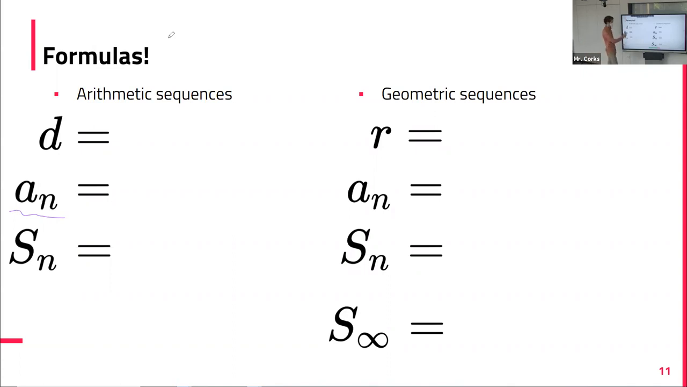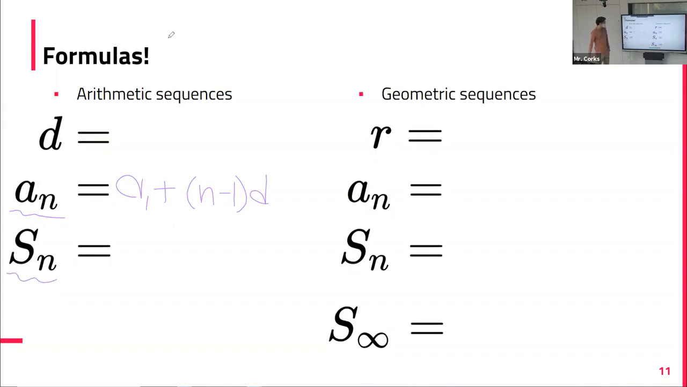What's this formula? a1. Okay. All right. So plus n minus 1 times d. We can switch the order of the n minus 1 and d. I'm just writing it this way because that's how we've always seen it in class, just for consistency.